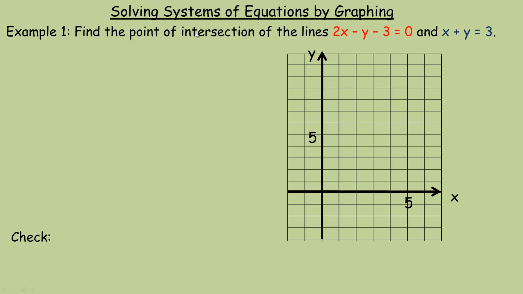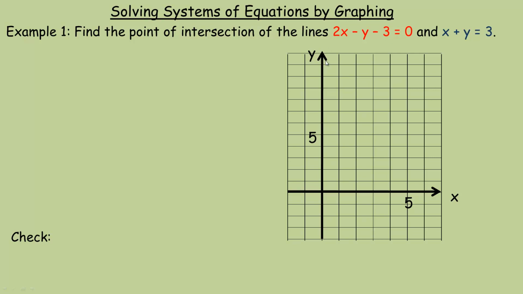In this video, we're going to take a look at solving systems of equations by graphing. There are three main methods for solving systems of equations. This is the graphical method. We're going to graph the two lines, see where they cross. There's two algebraic methods that are often taught as well. They're called substitution and elimination.